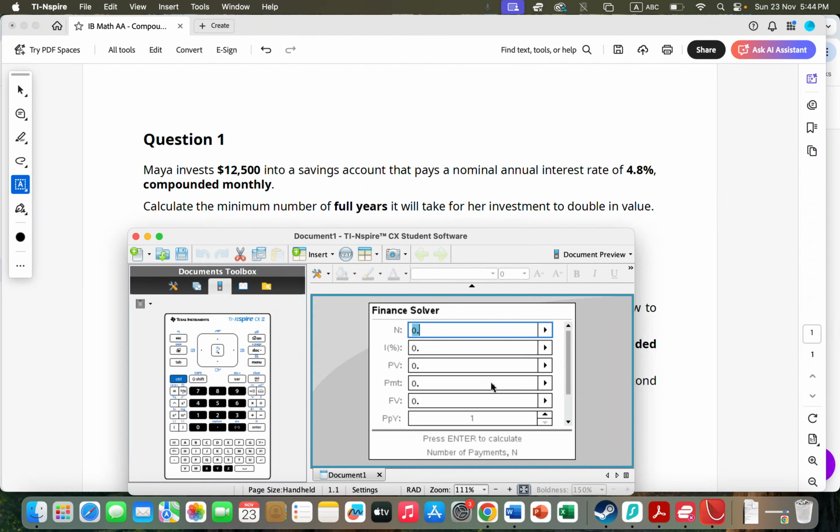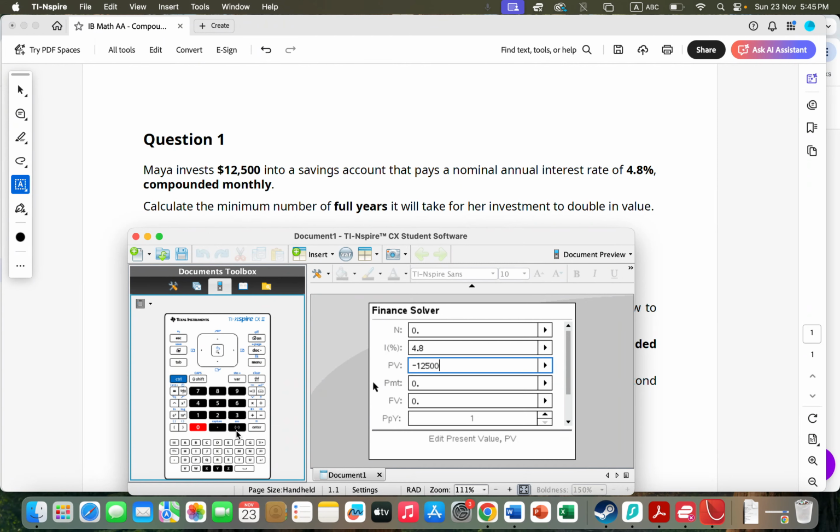Now, I'm gonna keep that as 0 for now because we are expecting to find out what N is, which is how many years it will take for the investment to double in value. So then we're going to go down to the interest rate, which is 4.8. That's pretty clear cut. The present value is how much Maya is investing into this savings account. Now in this case, I'm going to put a negative sign, and I'll put 12,500, because if Maya is investing money, there is what we call a cash outflow, because obviously she needs to fork out money to put into this savings account, and that's why we put this as a negative value to represent this cash outflow.